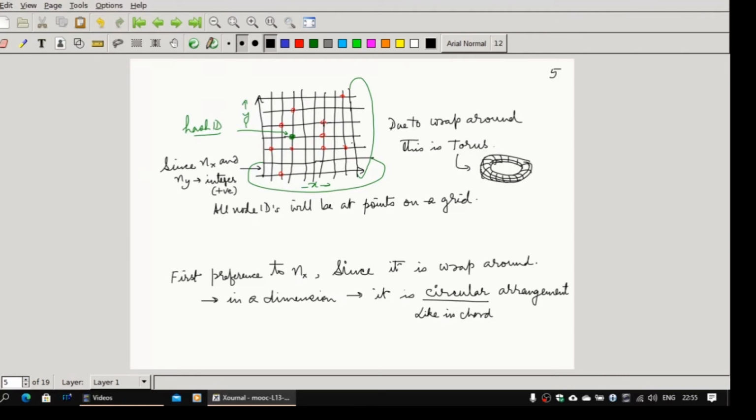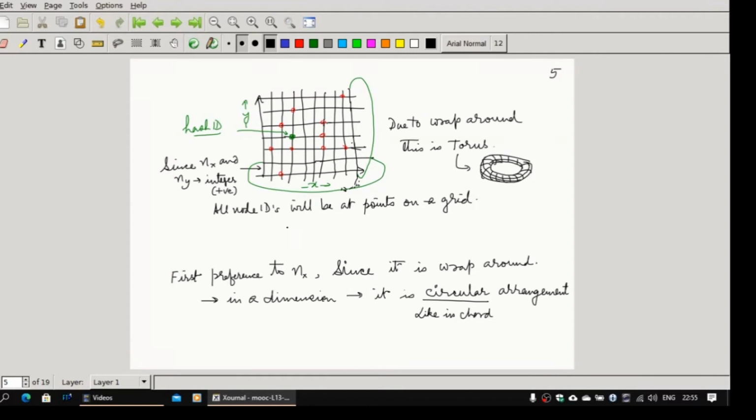And I have placed these red colored dots, which are actually the nodes. There is a hash ID also which I have shown. Now because of this wraparound, this will look something like a torus. This is a two-dimensional torus, the way it has been flattened and shown. And if there is not only nx, ny but nz too, it becomes a three-dimensional torus. If you have n partitions, it will become an n-dimensional torus.